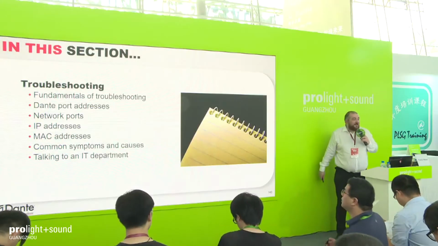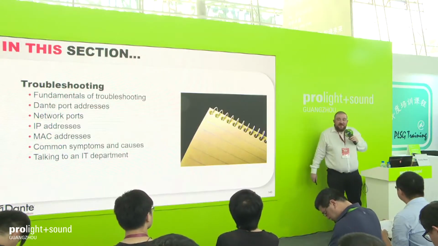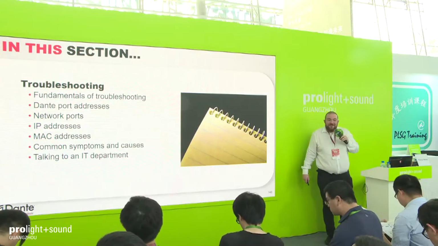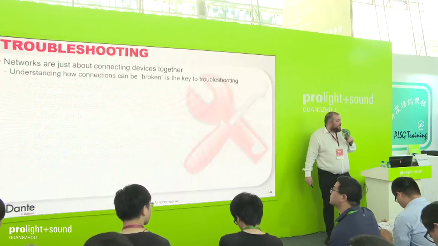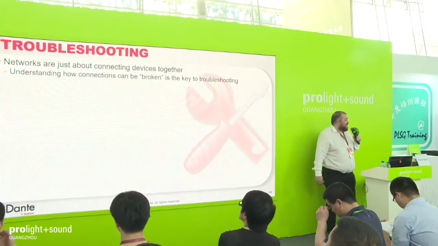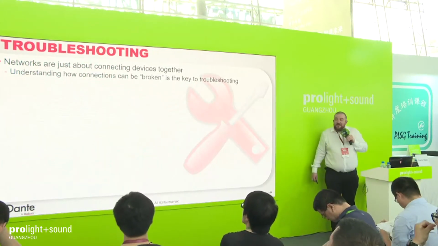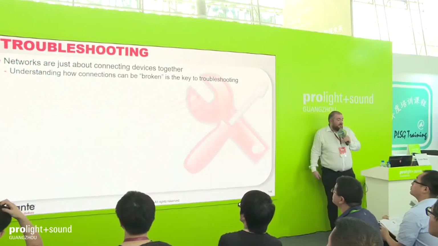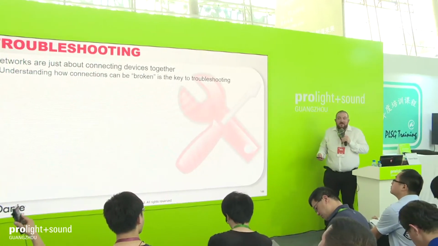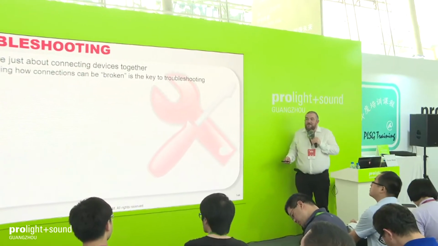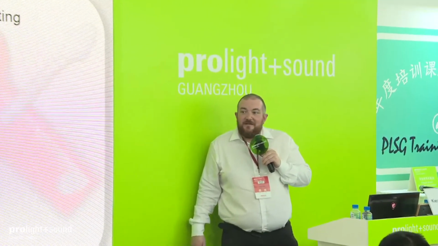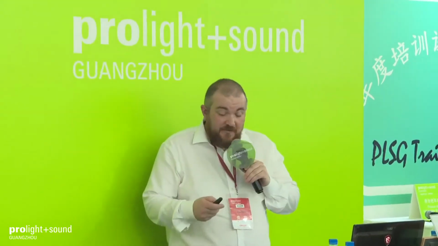Pretty much the last section that we have on this fairly intensive course, I'm going to talk about troubleshooting. So, of course, networks, just like any audio system, are about connecting devices together. And normally, as we know from doing analog audio, if something is unplugged, generally plugging it back in again correctly solves the problem. And really, it's just the same with a network.